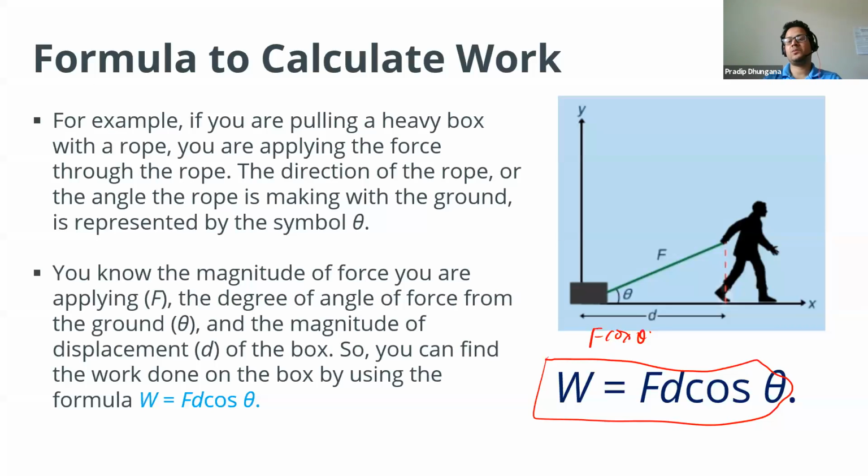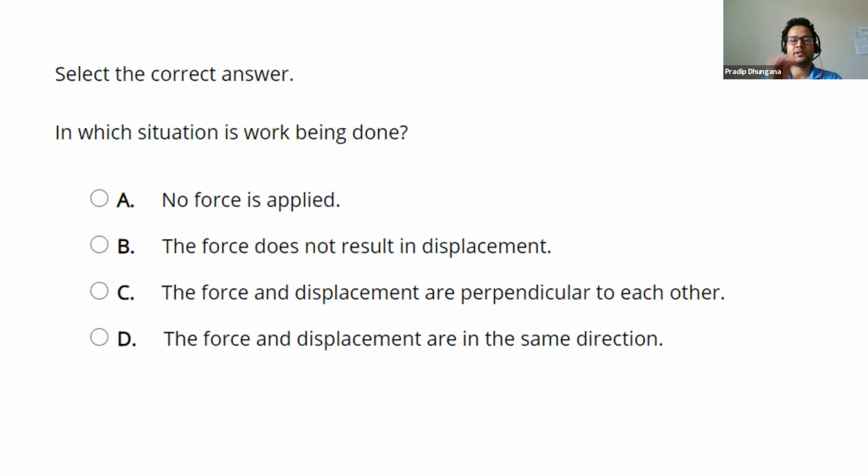Now after that, we'll work through some problems related to work. Let's start with this first one. The question is, in which situation is work being done? Work is force times displacement times the cosine of the angle between force and displacement. That's how we can calculate work.